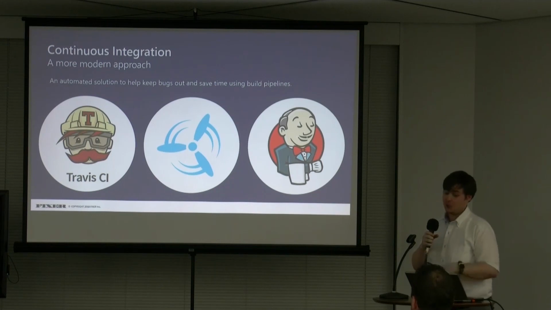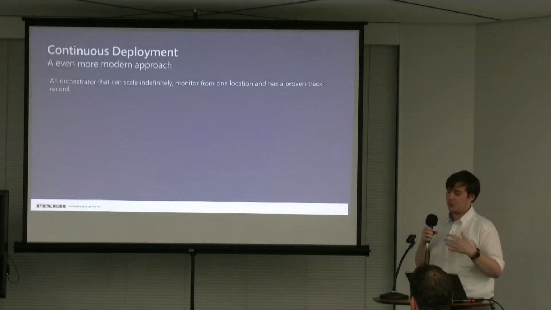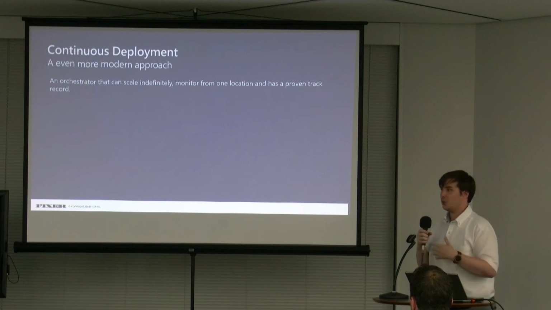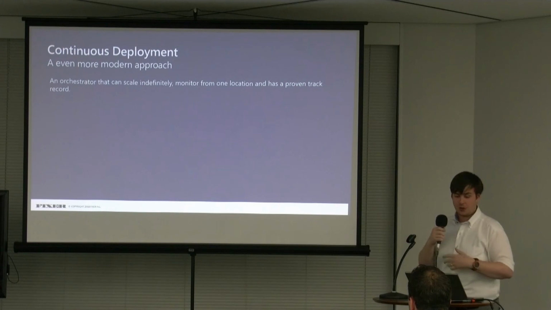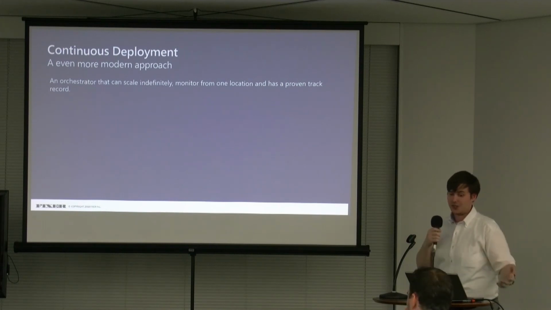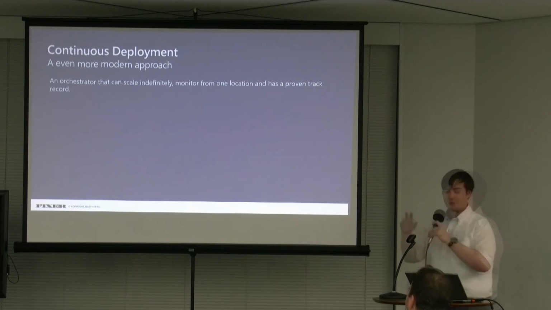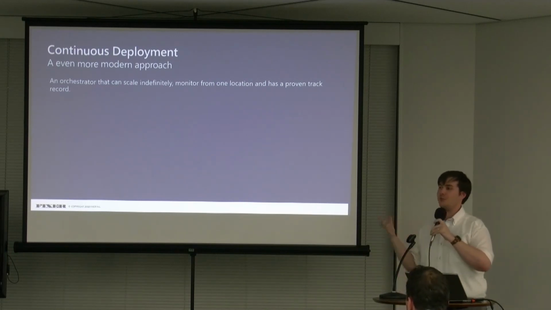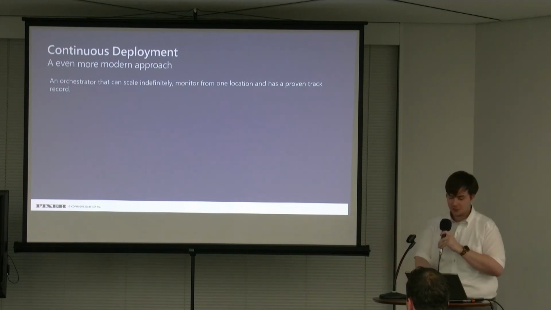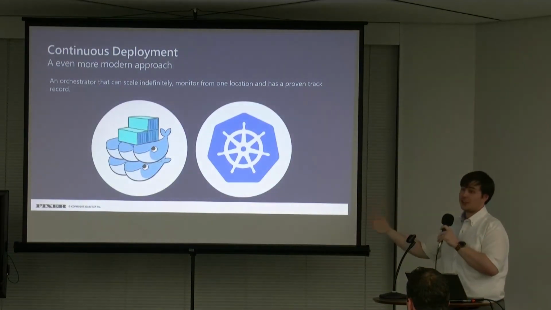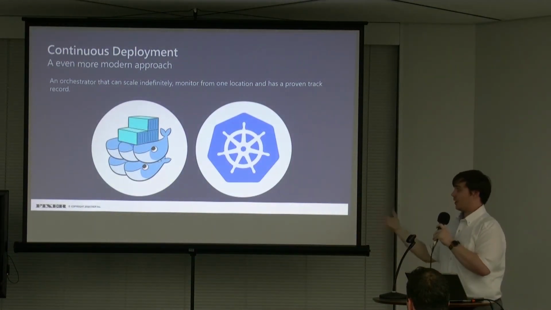Moving on to continuous deployment. A lot of people tend to put both CI and CD in the same bucket, but really continuous deployment is all about what you put at the end of that process to help support the product you're building. The answer we needed for this is an orchestrator that can scale indefinitely, be monitored from one location, and has a proven track record. For an orchestrator, there are two mammoth choices at the moment. I don't really know of any that even compete on the same level, and that's Docker and Kubernetes. They're just solid options.